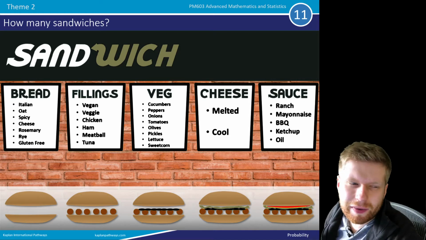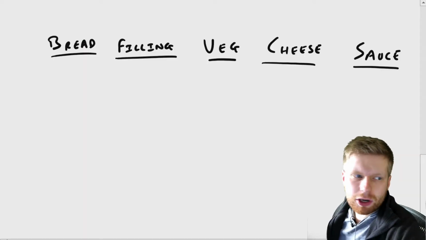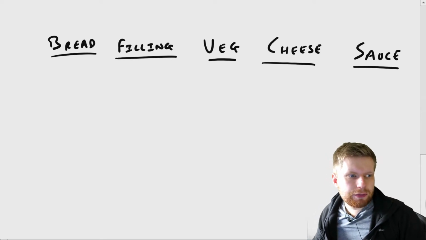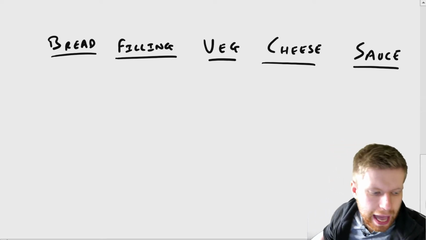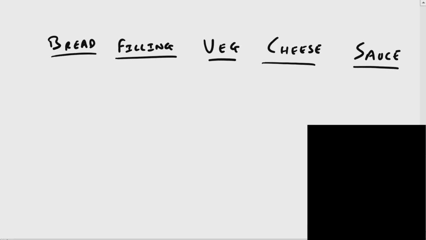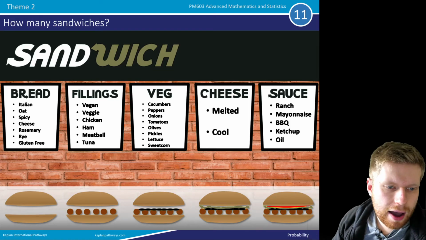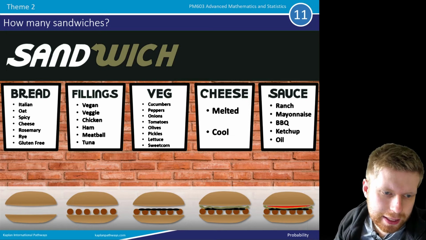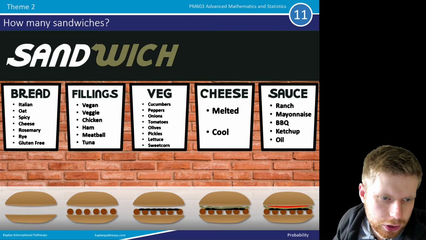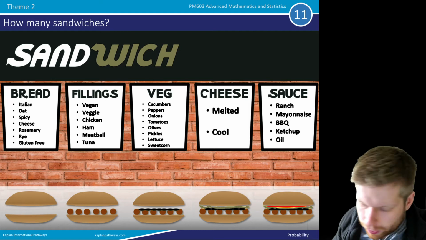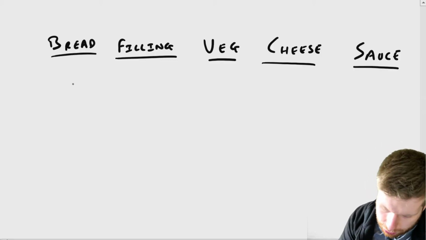All right, okay, so hopefully you've had a chance to have a think about that. Let's have a look at this, okay? So the bread, the filling, the veg, the cheese, and the sauce. So how many different types of bread were there? Well, you could either have Italian, oat, spicy cheese, rosemary, rye, or gluten. So there's 1, 2, 3, 4, 5, 6, 7 different types of bread that you could have.